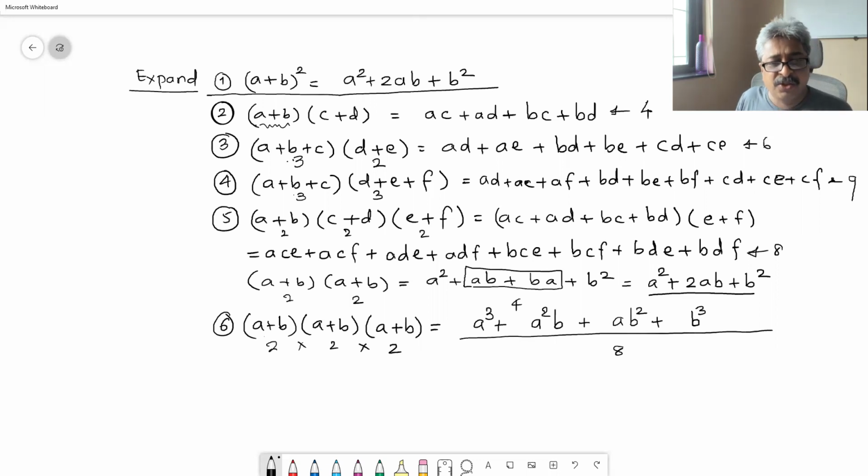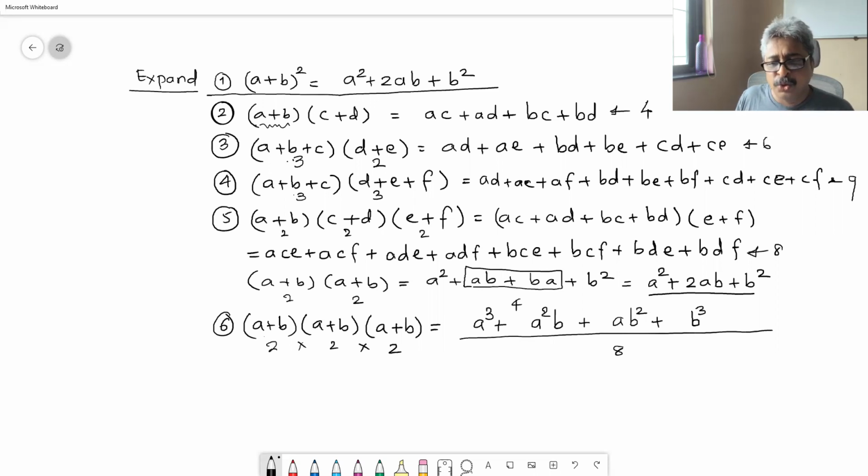Choose a from the first, choose a from the second, choose a from the third. That is how you can choose 3 a's from 3 brackets. Practically it is either 3 choose 3, or if we talk about b, then it is 3 choose 0. So you are aware, I don't spend much time on this.